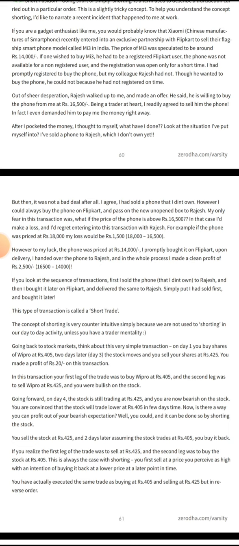However, to my luck, the phone was priced at rupees 14,000. I promptly bought it on Flipkart. Upon delivery, I handed over the phone to Rajesh, and in the whole process, I made a clear profit of rupees 2,500. That is 16,500 minus 14,000.